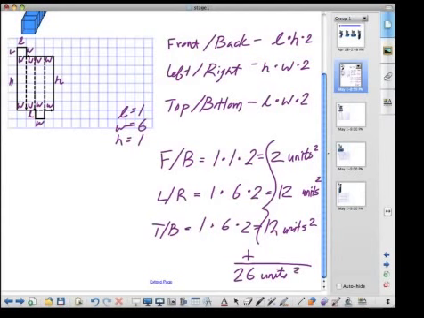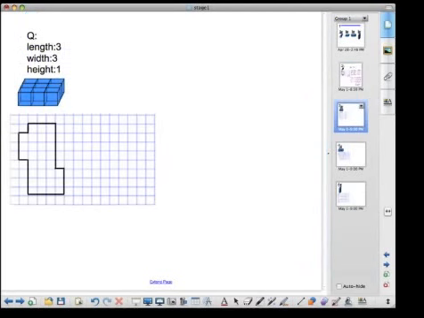Now, this is a pretty straightforward concept, so I'm going to do one more quick example, and then I'm going to give you a quick flash of the next two and see if you can do them on your own. So length, width, height. I'm all set here. If I use the same formula as I did last time, I'm going to look at the front and the back of the box, the left and the right, and the top and the bottom.